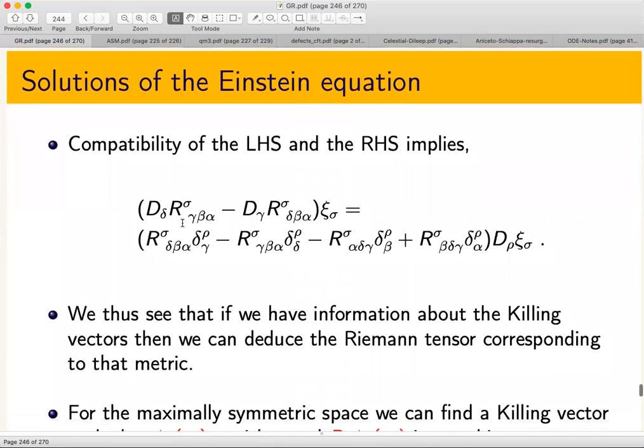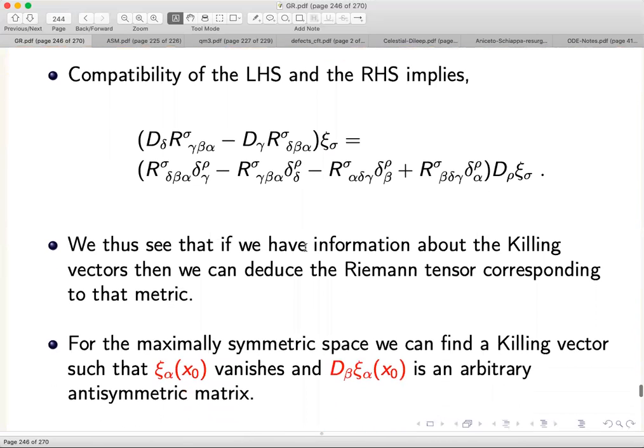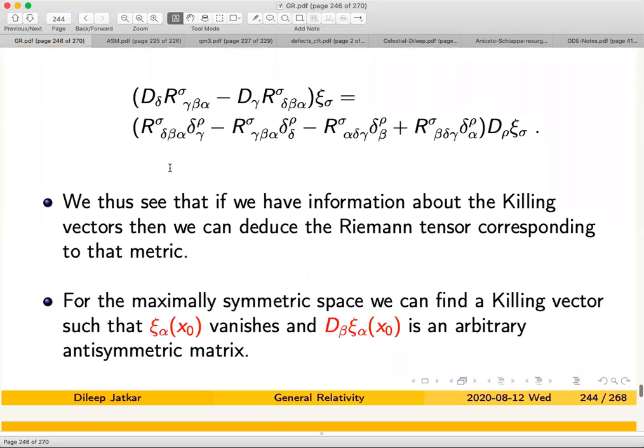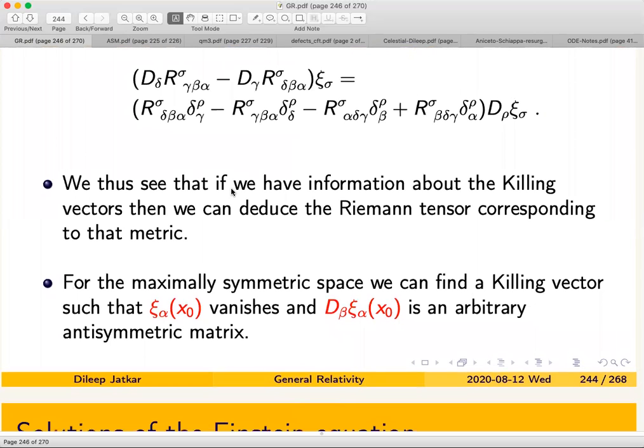Now remember that this left hand side is antisymmetric in gamma and delta: D delta of R involving gamma minus D gamma acting on R involving delta. So that means the antisymmetric part of this expression is the only thing that we should really be looking at. So what we'll do is impose a condition on the right hand side of this equation, and take the antisymmetric part of that. Fine.